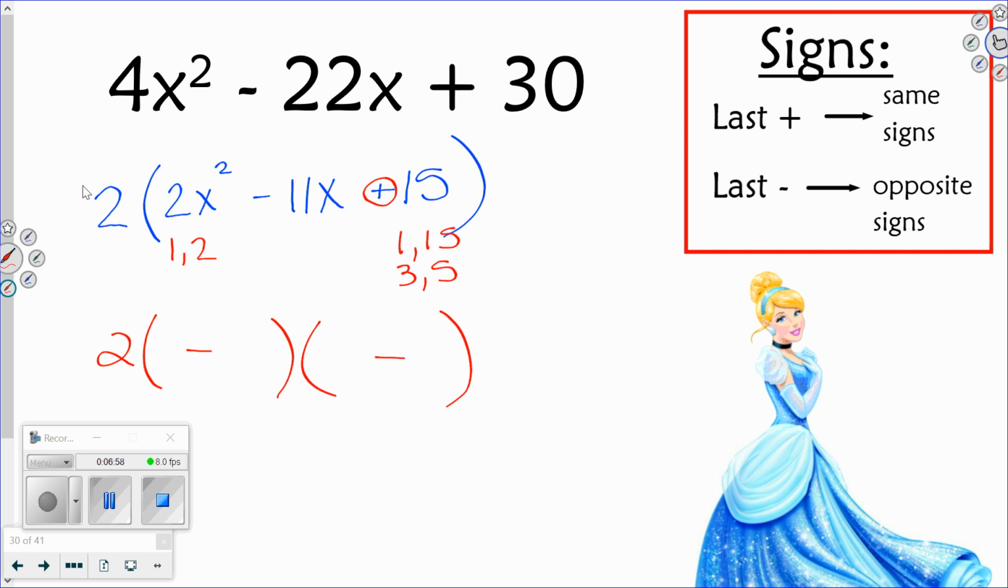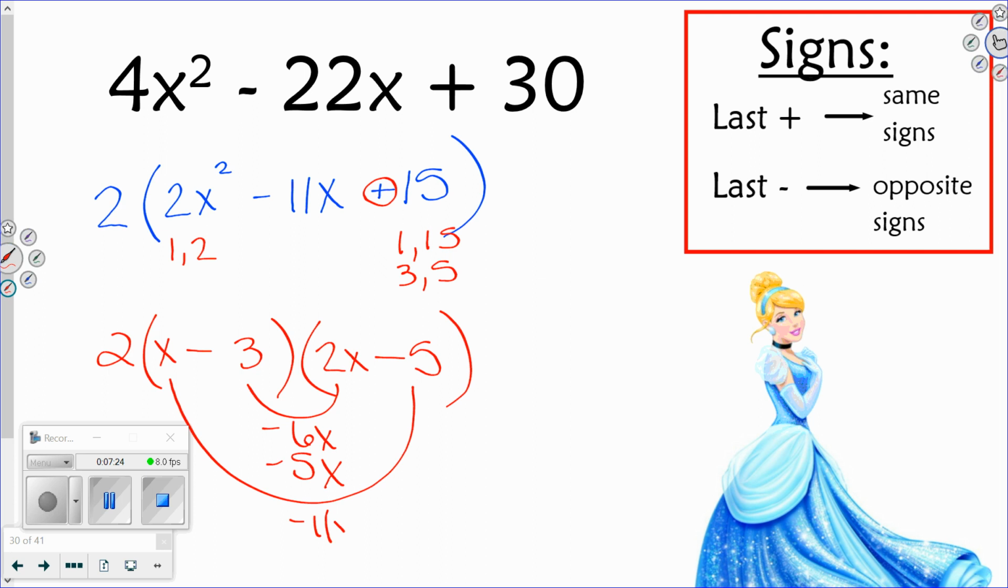All right, options for A. So we have 1x and 2x. 1 and 15 or 3 and 5? You want to go 3 and 5 or 5 and 3? 3 and 5. And again, if you're not sure, just throw it in, see what you get. If it's wrong, just flip-flop it, okay? So that would give me negative 6x minus 5x, which makes negative 11x. Is that the number I wanted? Yes, the number I want, just that line right above. And I'm good.